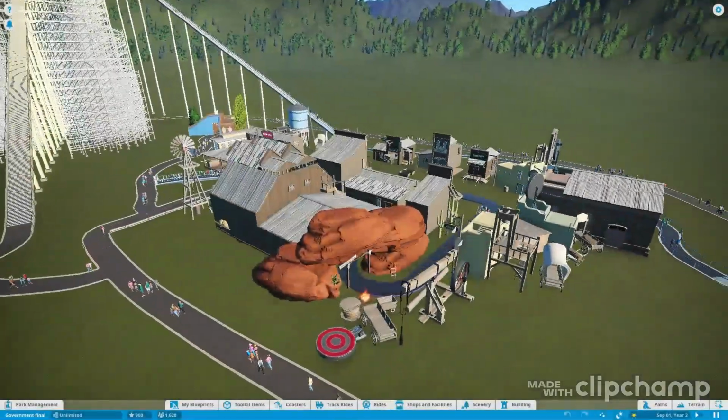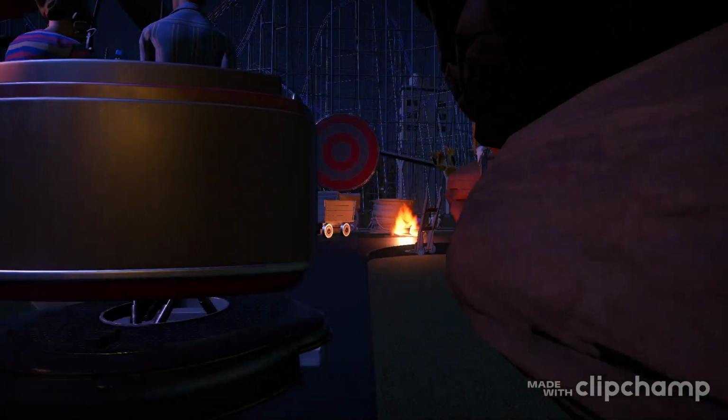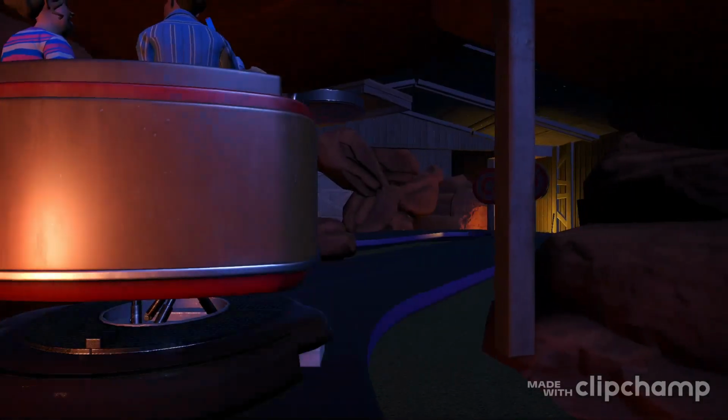Ride number 5 is the Second Amendment Shootout. This ride is used to express the idea that we all have the right to bear arms. For this ride, you are placed in a cart and given a fake gun to shoot the targets within the ride.